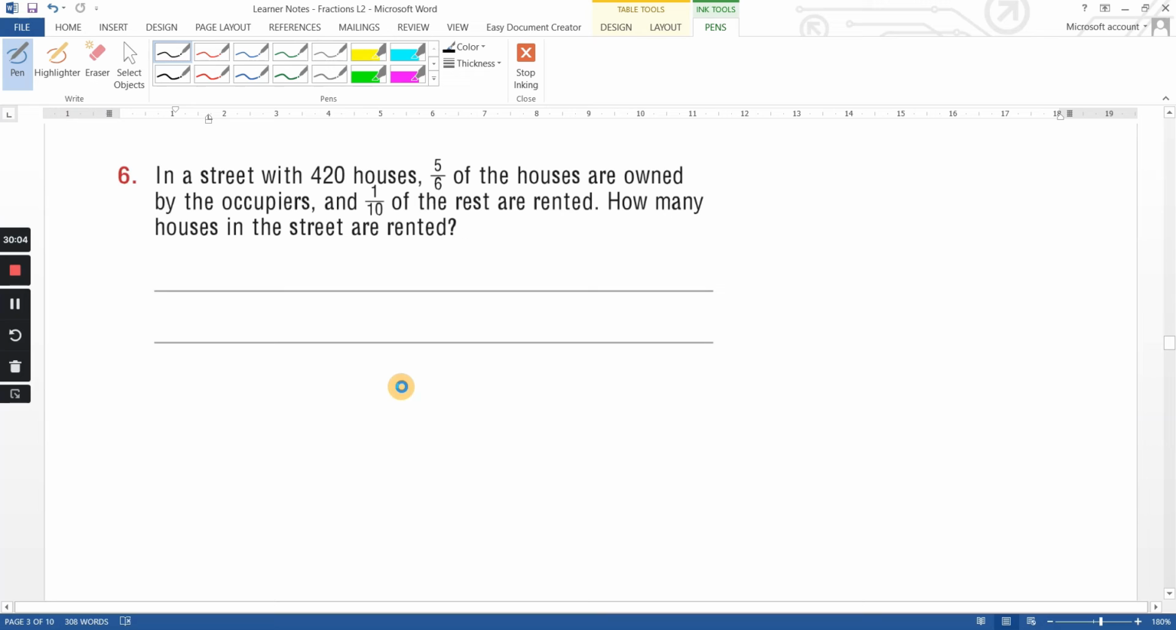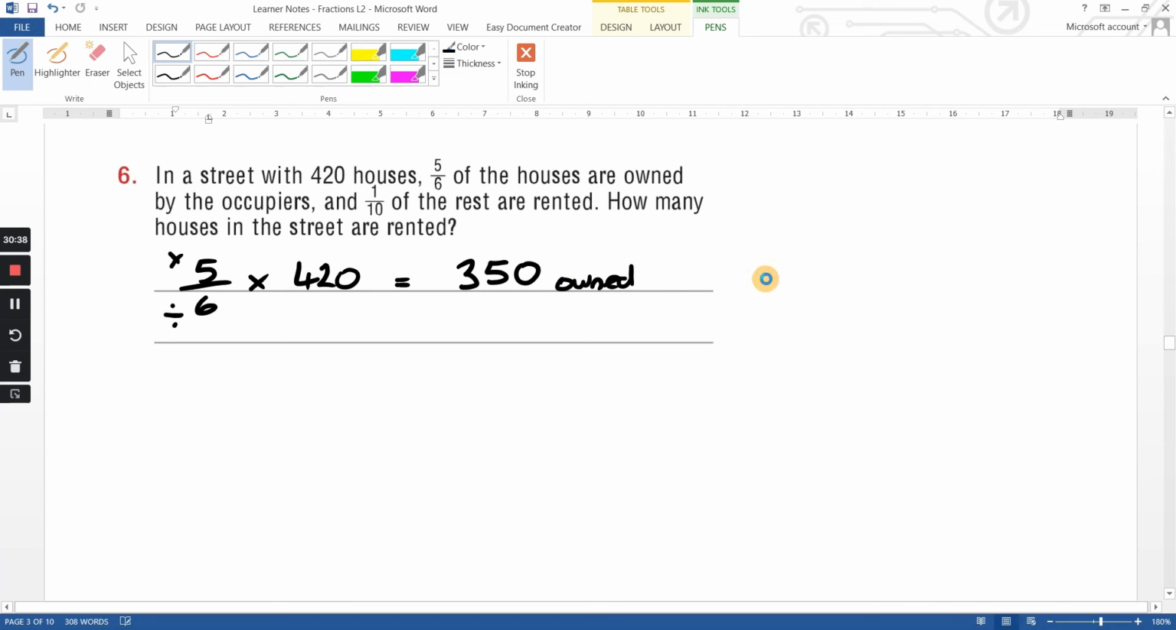Question 6. In a street with 420 houses, 5/6 of the houses are owned by the occupiers. 1/10 of the rest are rented. How many houses in the street are rented? So again, let's work out 5/6 of 420. So again, I'm going to divide by 6, multiply by 5. How many 6s go into this? It's going to be 70. 70 times 5 is 350.